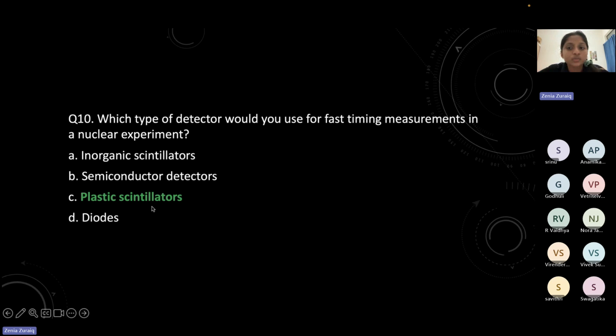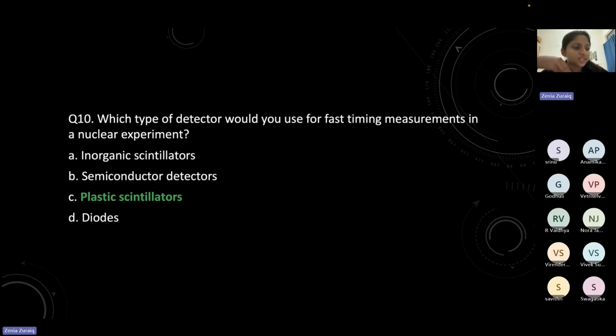Okay. So I also checked online. Plastic scintillators are used for fast timing measurements, but I don't know why the answer is not inorganic. That I have to check once more. But yeah, you guys can also check and see. I think the answer is correct, but I don't know this field, so I cannot explain it in a way that makes sense. You work in positron? Okay, fine. So then I don't know. These are the exact questions and answers that were given to me.